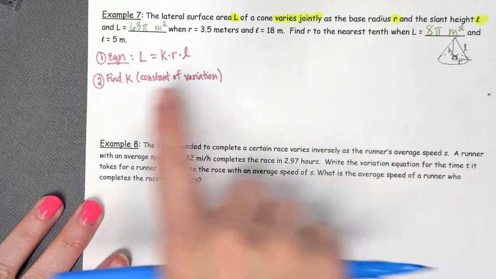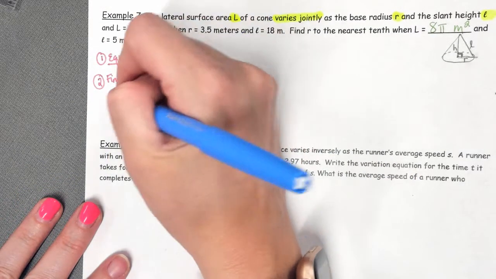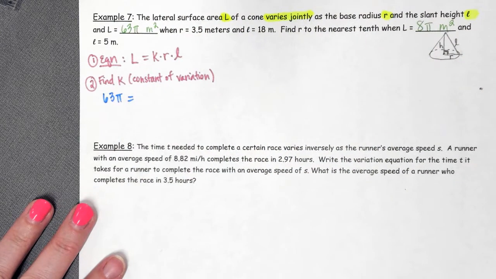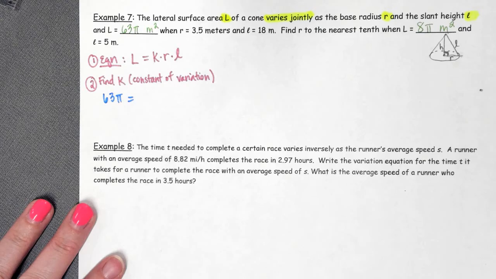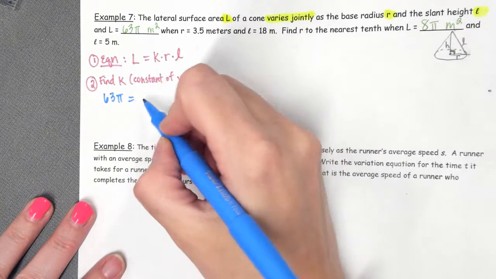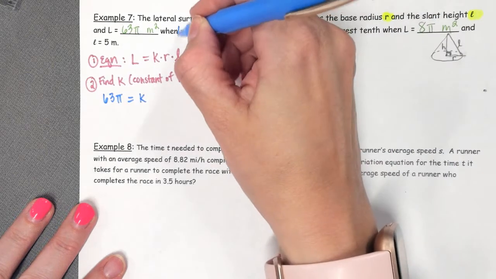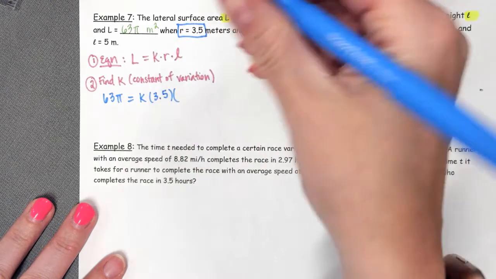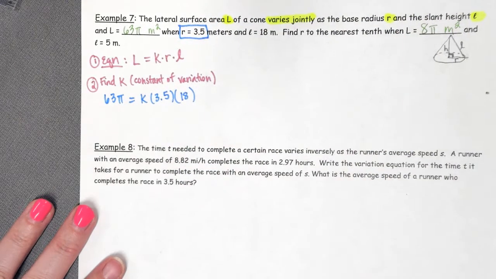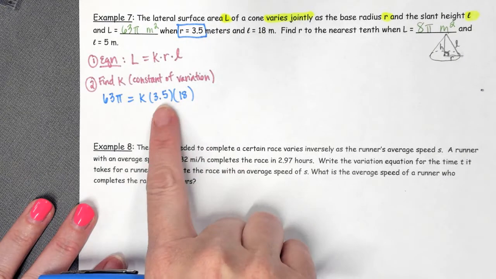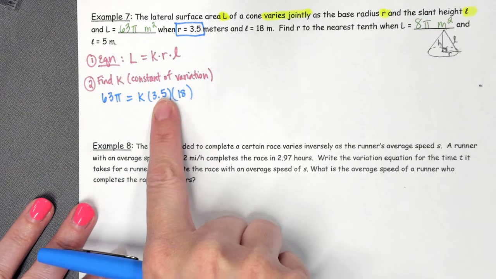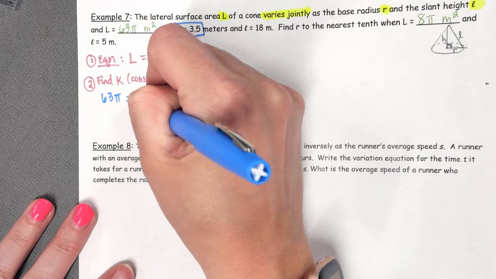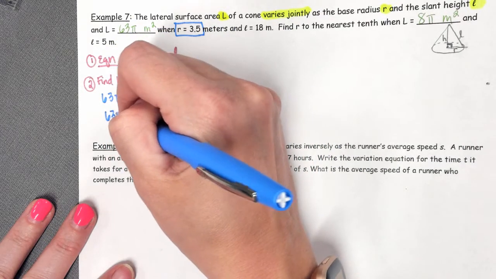Alright, so then it says L is 63 pi, and then you don't have to use the units when you're solving. That's just to help you with your units of measurement, making sure they're the same. And then your K is what you're solving for. It says your r is 3.5 meters. So we'll plug in 3.5 for r. Slant height is 18. Okay, and then we're going to solve. So the first thing we're going to do is multiply those together. 18 times 3.5, which is what? So you should get 63 when you multiply.